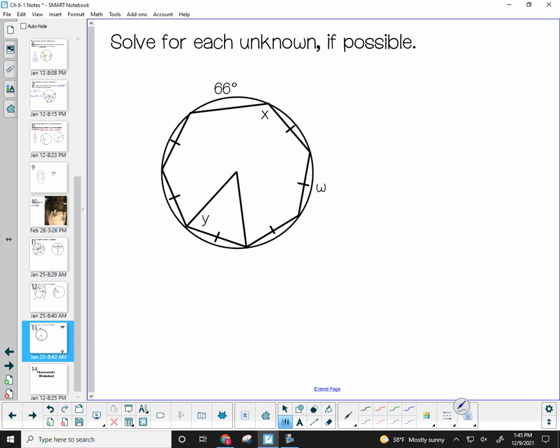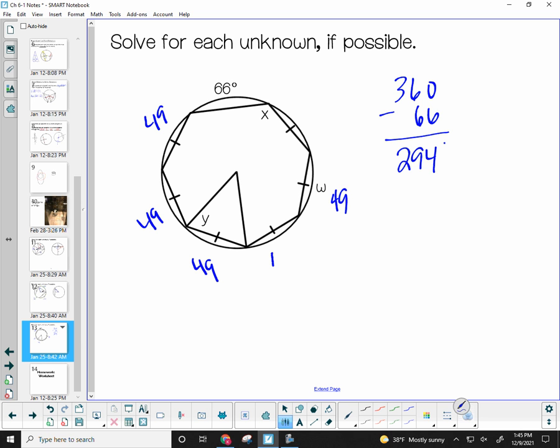All right, so for the next one here, I see I have a 66-degree arc. All my other arcs are associated with a bunch of congruent chords. So I know all the way around is 360 degrees. Take away the 66 I already know. That leaves me with 294 degrees. I have to split that 294 equally among those 6 congruent arcs. Is that okay? If I do that, I end up getting 49 degrees for every one of these. So W is 49.